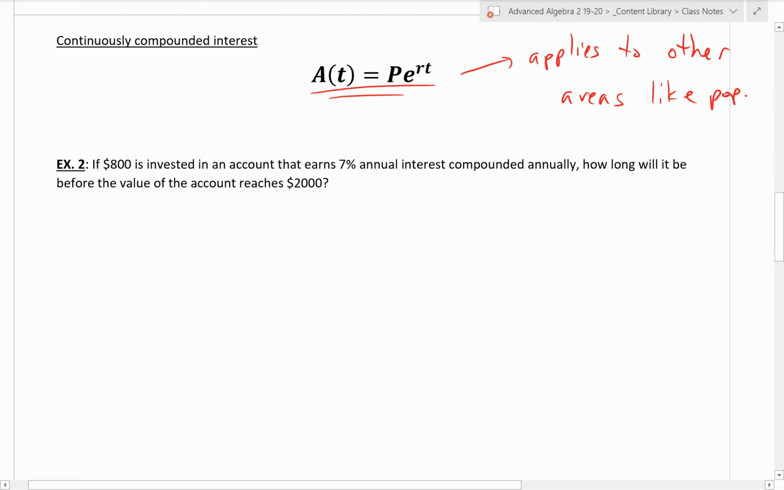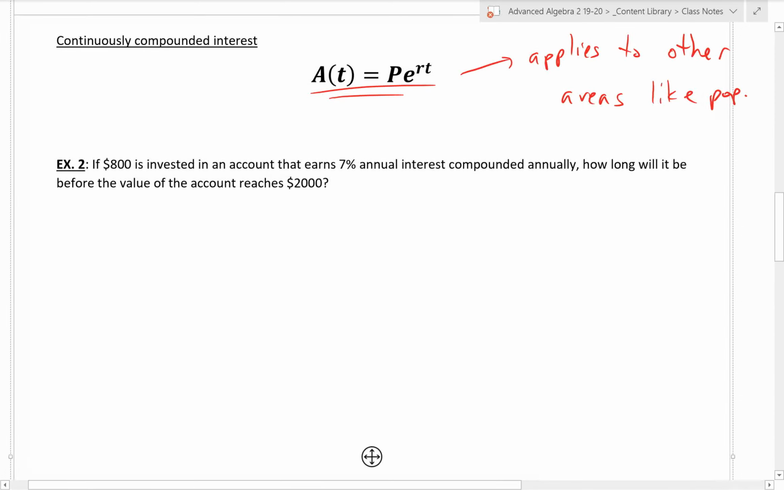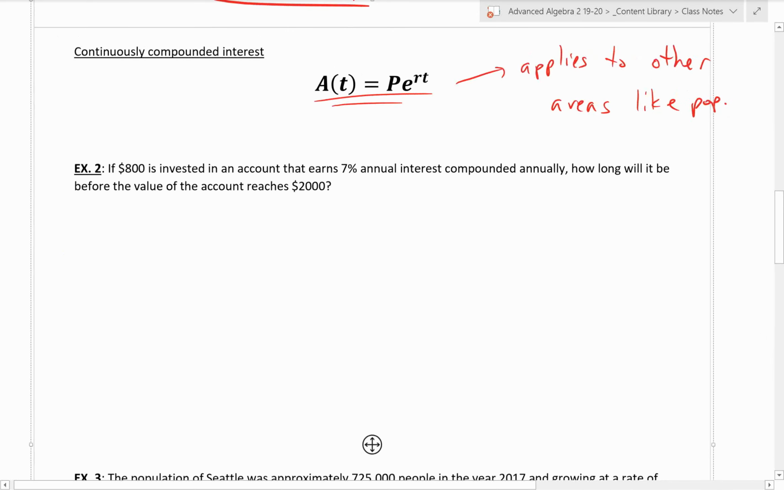And we'll look at some different examples in the rest of the notes here. So let's look at one related to a financial account real quick. It'll be real similar to the last one. It says if $800 is invested in an account that earns 7% in annual interest compounded annually. Sorry, I meant for that to say continuously. Small typo there. We want to talk about continuous interest here.